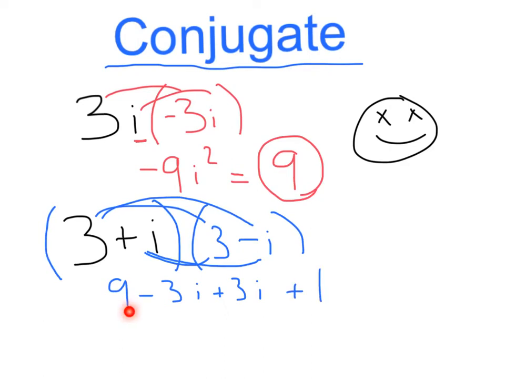Let's go ahead and combine our like terms. 9 plus 1 is 10. And negative 3i plus 3i, those cancel out. And we're just left with 10. Notice our i was eliminated there as well.